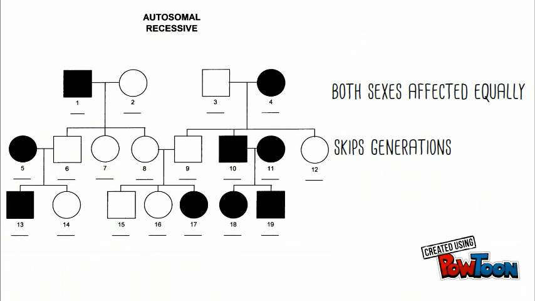This requires both of the parents to have the gene or be a carrier of the specific trait. This usually skips generations and affects patients more severely.